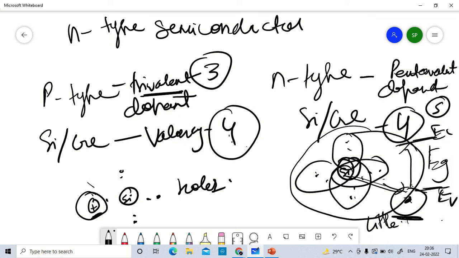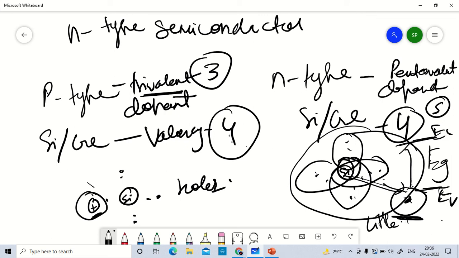Whereas for extrinsic, for this particular fifth pentavalent electron, it is only 0.01 electron volt for germanium, 0.05 electron volt for silicon. Thus the pentavalent dopant is donating one extra electron for conduction, and hence it is called a donor impurity. Why is it called a donor impurity? Because every time the dopant is being used, one electron is being left out every time. So therefore it is a donor impurity.